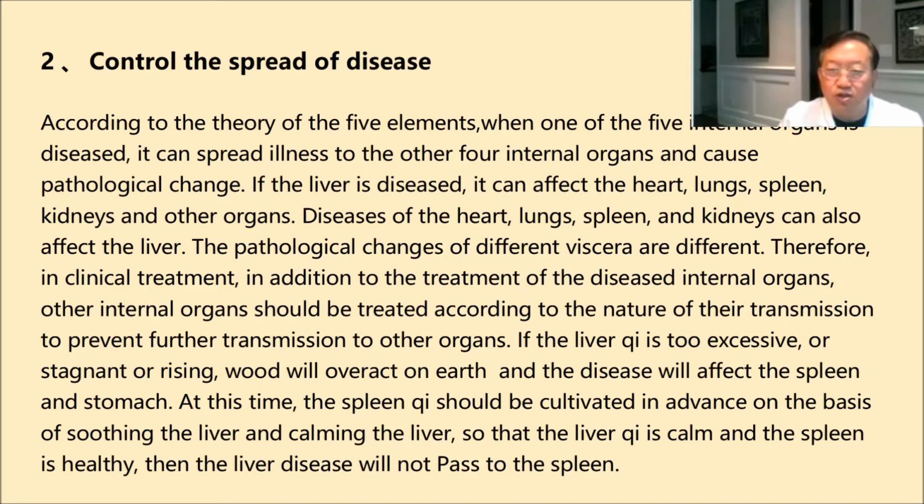If the liver qi is too excessive or stagnant and rising, wood will overact on earth and the disease will affect the spleen and stomach. At this time, the spleen qi should be cultivated in advance on the basis of soothing the liver and calming the liver, so that the liver qi is calm and the spleen is healthy. Then the liver disease will not pass to the spleen.